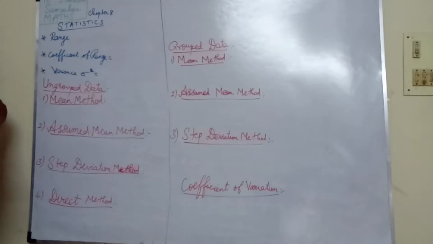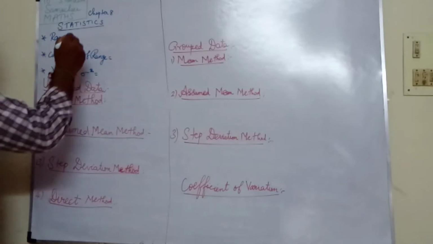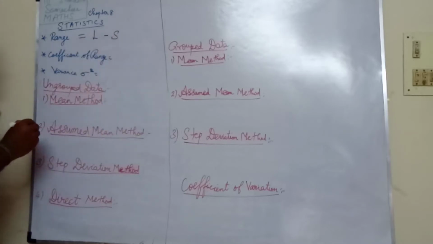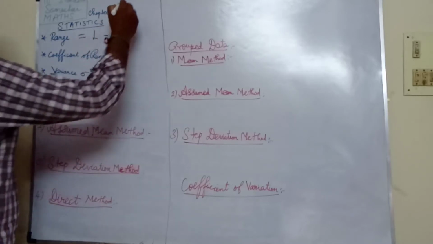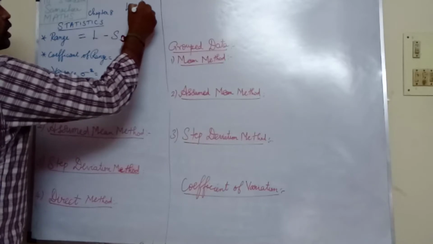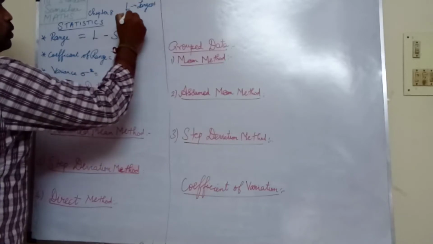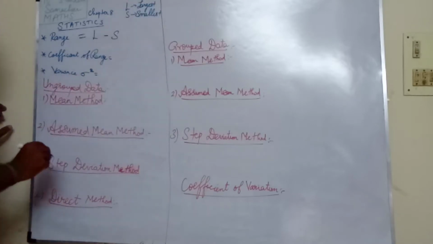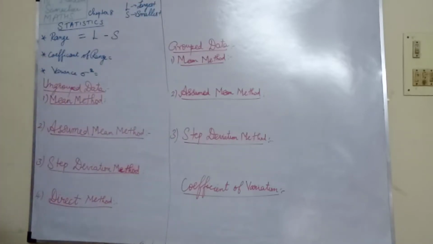So first, the formula is for range. What is the formula? L minus S. L means the largest value. S means the smallest value. Coefficient of range.